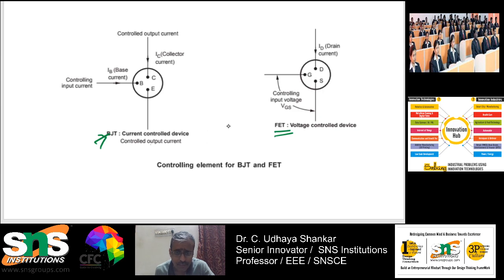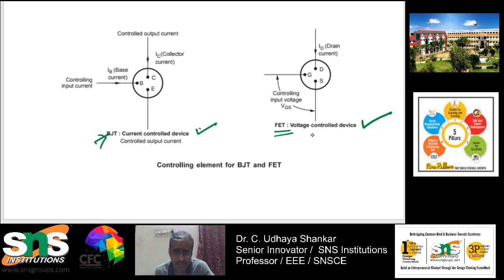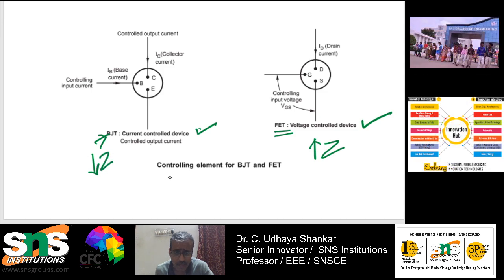Here you can see that this BJT is a current control device, whereas FET is a voltage control device. That is why it is very fast. Since it is a voltage control device, it also has high impedance. The impedance is very high, whereas in BJT the input impedance is very low. That is why BJT is called a current control device, whereas FET is called a voltage controlled device.